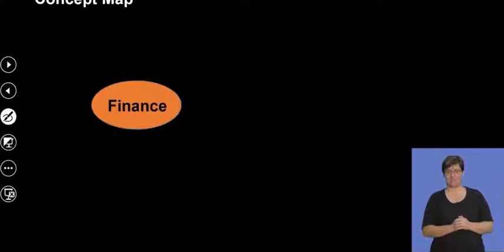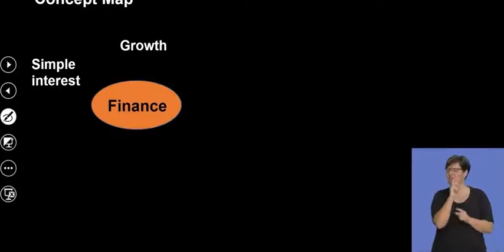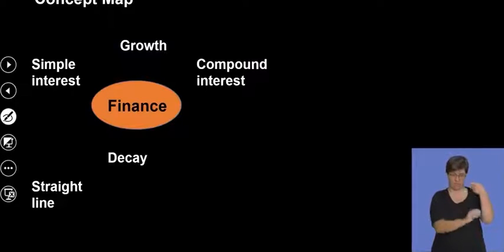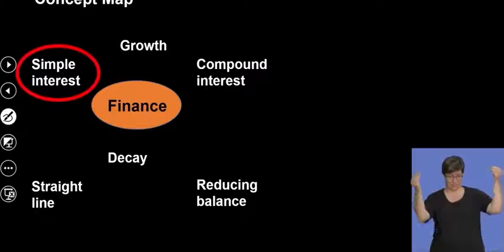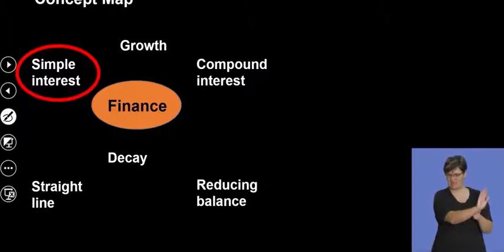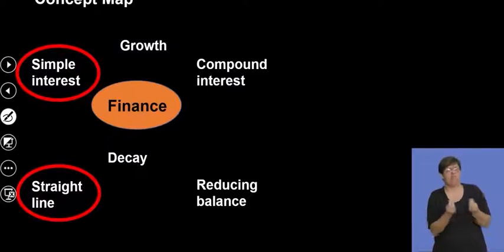Now, firstly, remember our big idea has been finance, and under finance we've looked at growth, which was simple interest and compound interest. And then we've looked at simple interest and what it is all about, which is an interest that is constant in your investment. And we've looked at straight line depreciation or decay, where the goods and services that you might be having are going down at the very same rate.